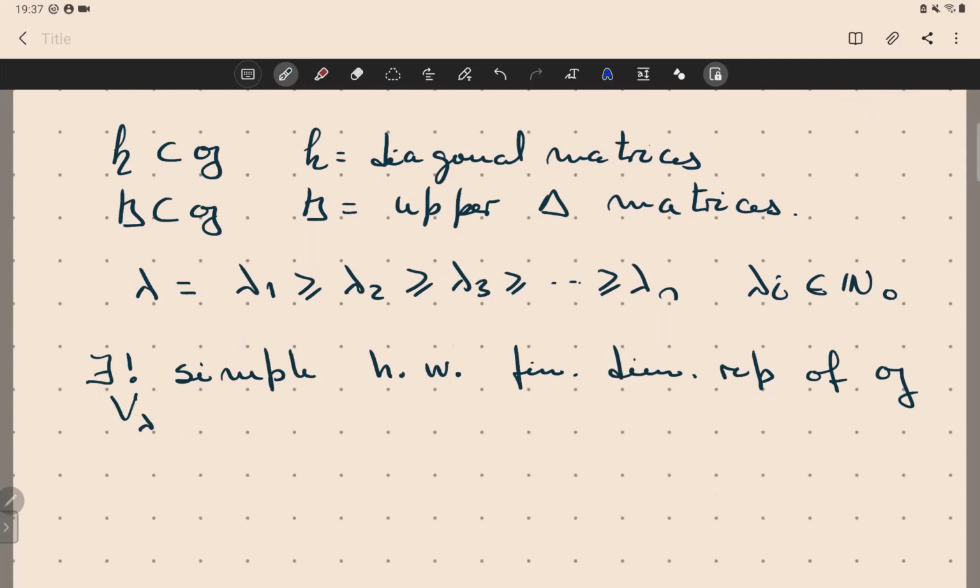Right, so this is just a finite dimensional representation of G, and it contains a vector, little v lambda, such that if you act by the Cartan, you just get the same vector, and if you act by the Borel, you get the same thing. And strictly upper triangular matrices kill this guy.